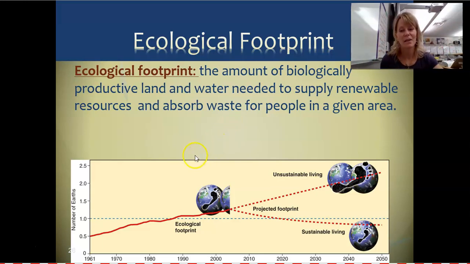And what you calculated was how many Earths it would take if everybody lived the way that you live. And thankfully, not everybody lives the way that we do. So right now, this is how we are living. So we are definitely, as a population, living beyond our means. So how can we do that?